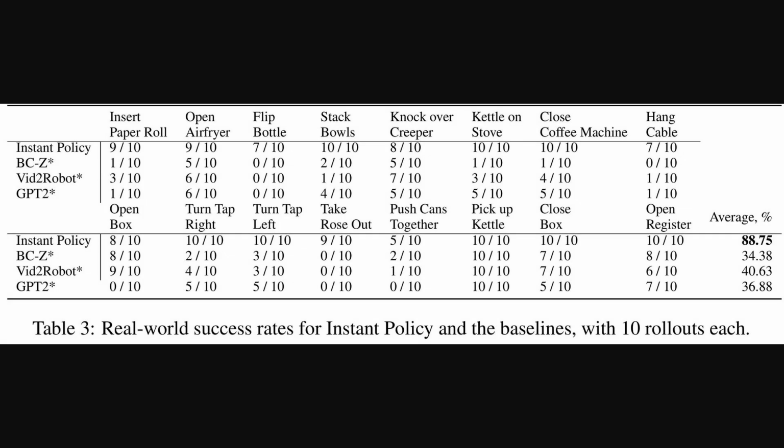Okay, so those simulation results were impressive, but how does it hold up in the real world? Well, this table, Table 3, shows exactly that. We see success rates for 16 different real-world tasks, like opening an air fryer or stacking bowls, with 10 attempts each. And again, instant policy knocks it out of the park with an 88.75% average success rate. The baselines are much lower, really showing this approach works beyond just simulation.